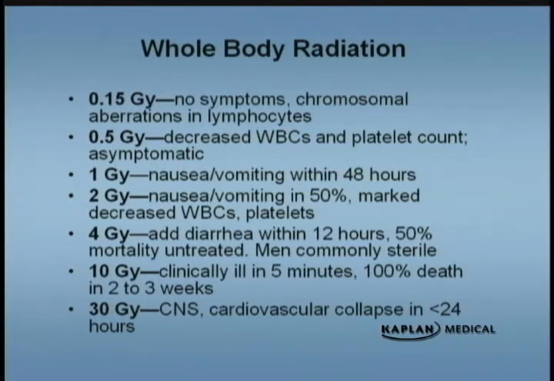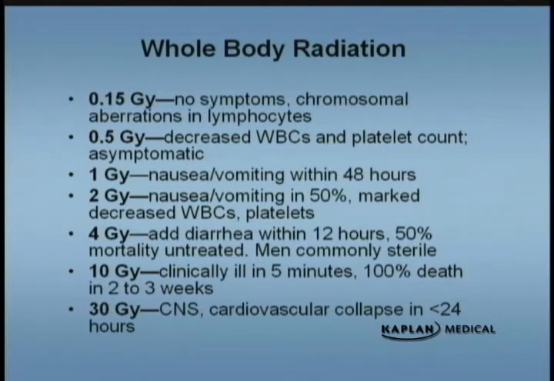Okay, and as you increase your radiation, your white blood cell count goes lower, your platelet count goes lower. By 2 gray, at least half the population is having nausea and vomiting, and there's marked decrease in your white blood cells and platelets. Now, as you increase the radiation dose, there's more vomiting and more people begin to have diarrhea.